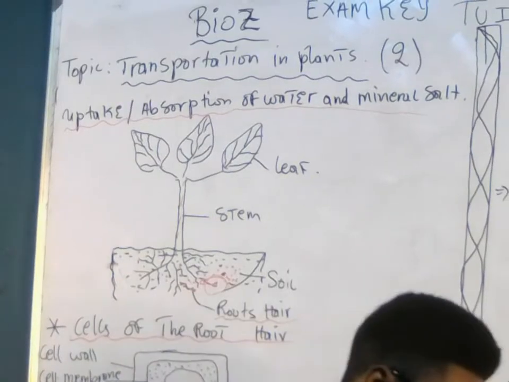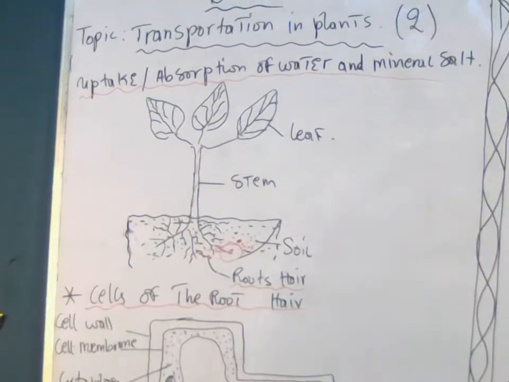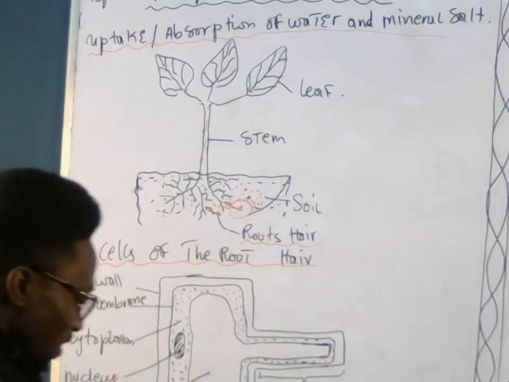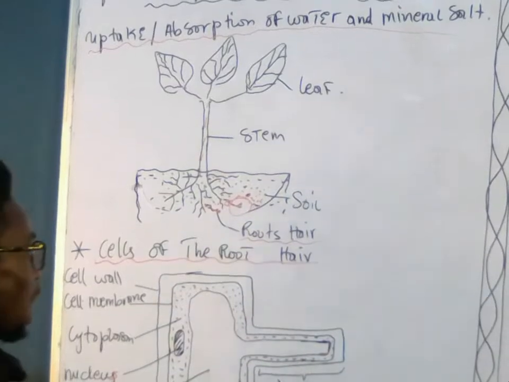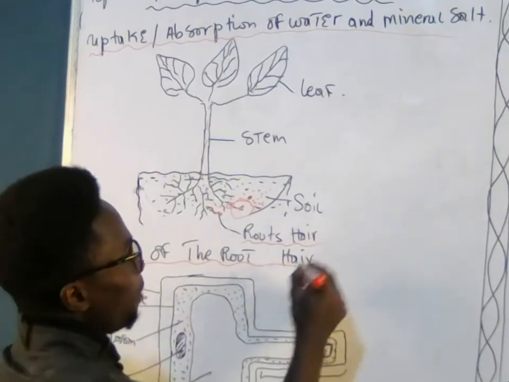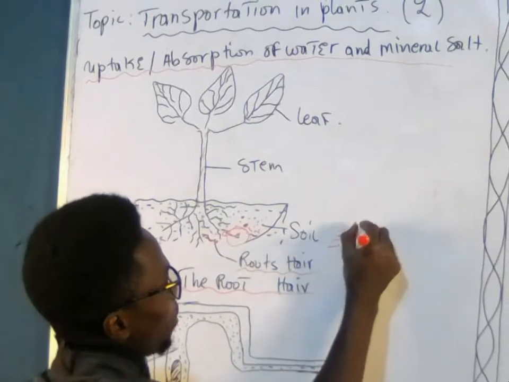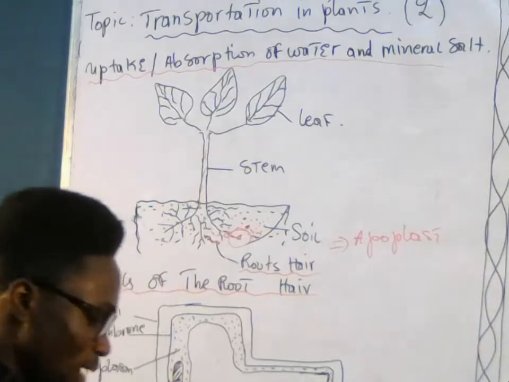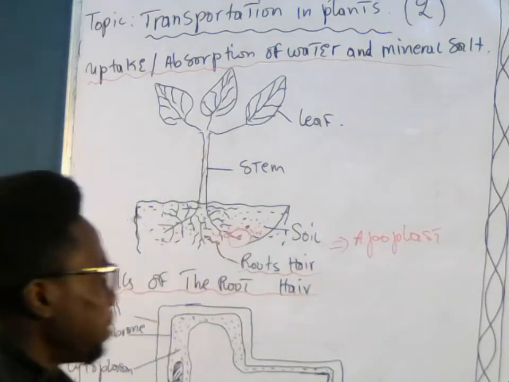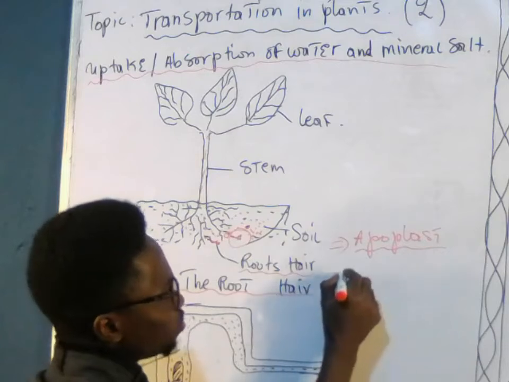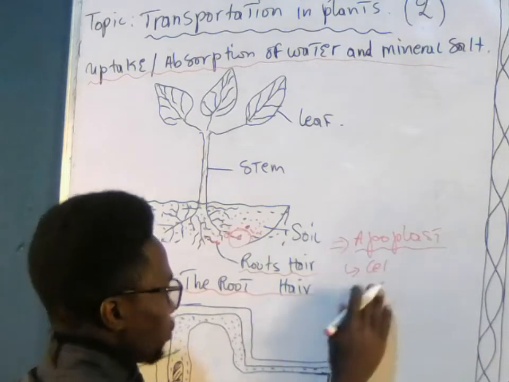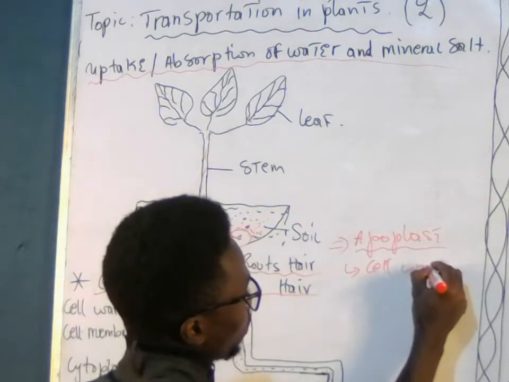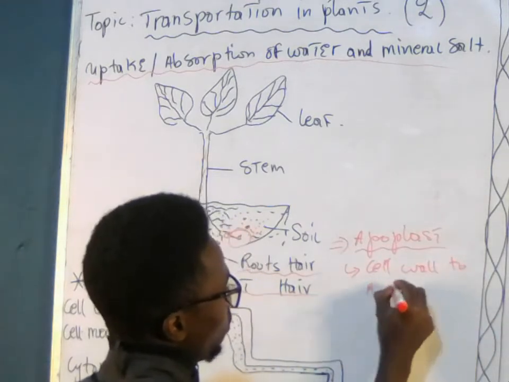students. Okay, so now you need to know that the water moves from the root hair to the xylem using a route known as apoplast. Okay, we have got this one, apoplast. Now the question is, what is apoplast? Apoplast is the process in which a substance moves from a cell wall to a cell wall.